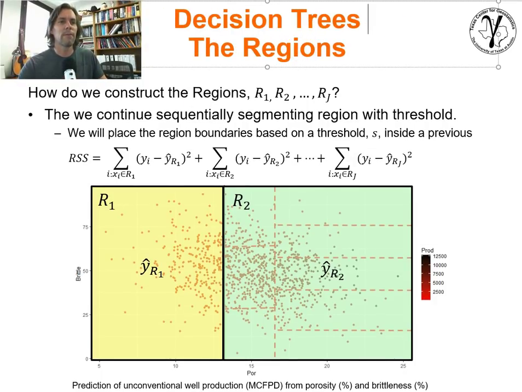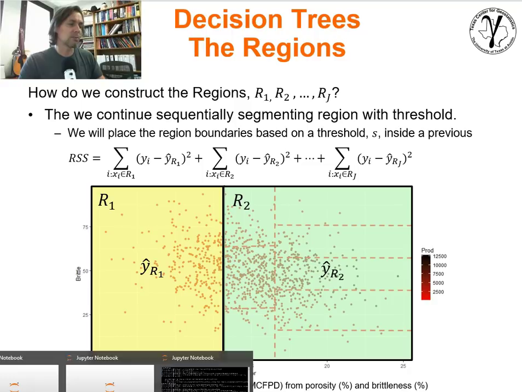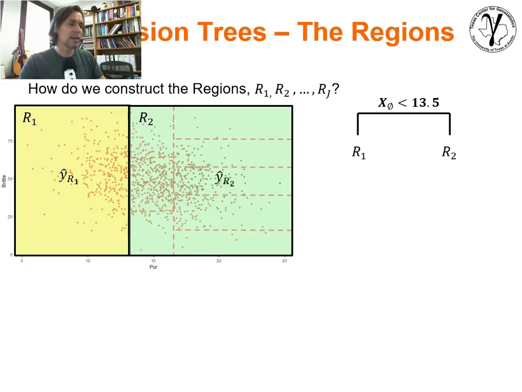we have right here. For this example, we could look at the problem of how do we minimize the RSS. We look at the data. We're trying to predict production given porosity and brittleness now. We have two features we're working with. And so we look at all possible splits on porosity, all possible splits on brittleness. And when we do that, we find that this split right here on porosity is the very best first split. That split was around 13.5%.